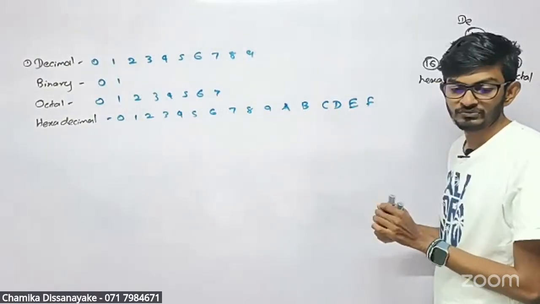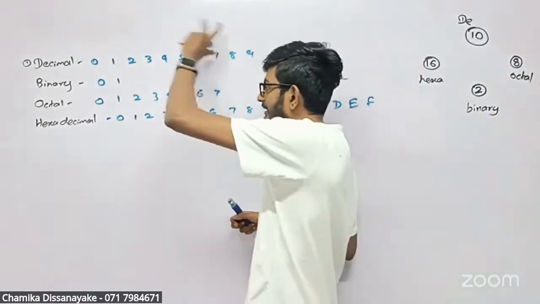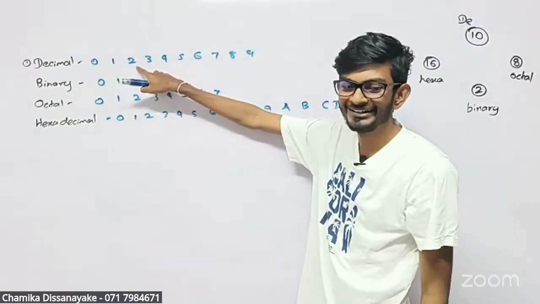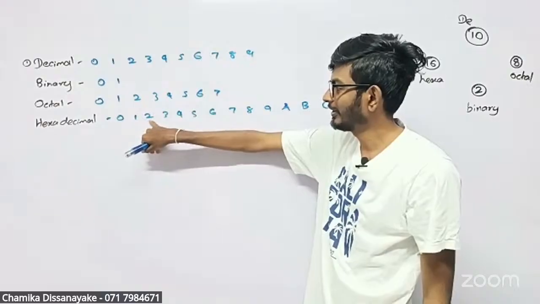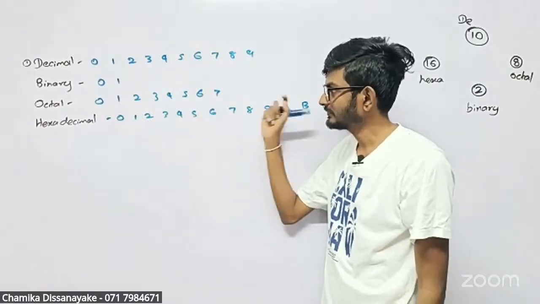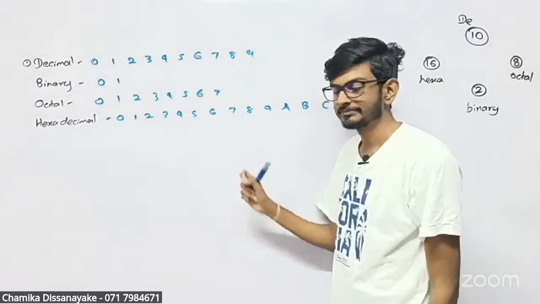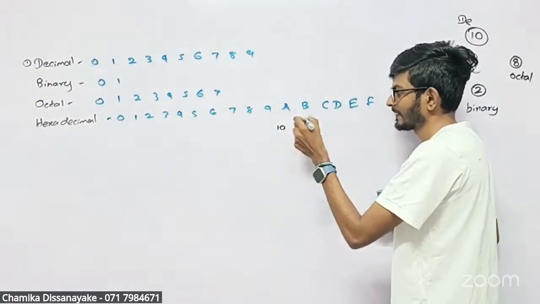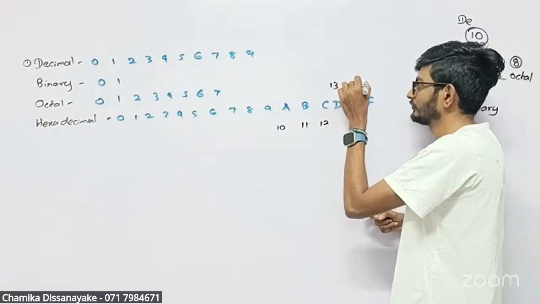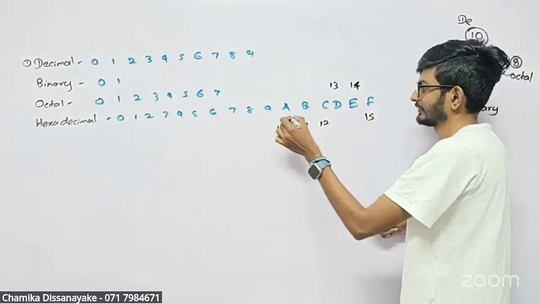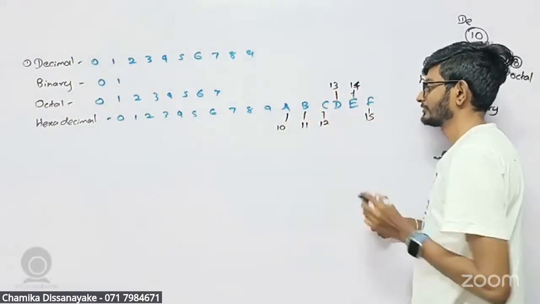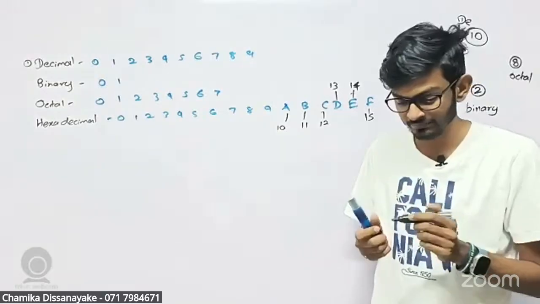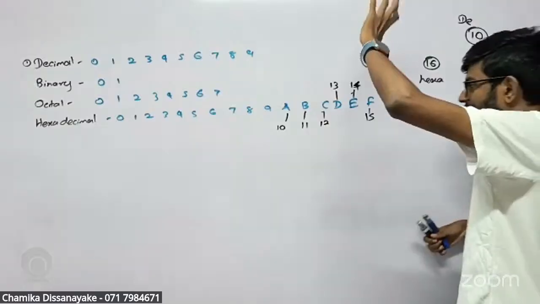But each of these symbols has a value. For these symbols the value is the same. For the symbol 2, the value is also 2. For 5, the value is 5. Likewise, the symbol and the value are the same. But for these guys there are different values. For A, we have the number 10. For B, 11, then 12, 13, 14, 15. Those are the values. These are the symbols. These are the values. So those are two different things, value and symbol. So this is about the number systems, the 4 number systems.